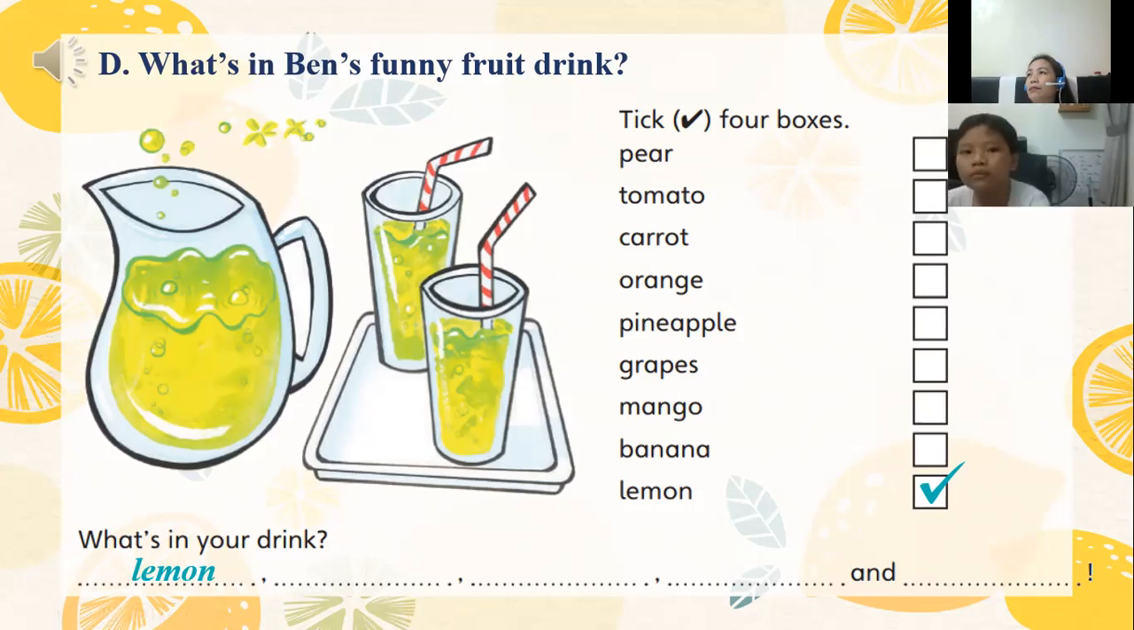Listen and tick four boxes. What are you doing, Ben? I'm making a nice drink, Grandpa. It's called Funny Lemonade. And what's in your drink? It's got a lemon in it, but I'm putting a banana in it too. Right. And I'm putting a pear in it now. A pear? Yes. And I'm adding some juice from an orange to it. From an orange? Okay. And now something long and orange. A carrot? That's right. I'm putting a carrot in this drink too. Yuck!